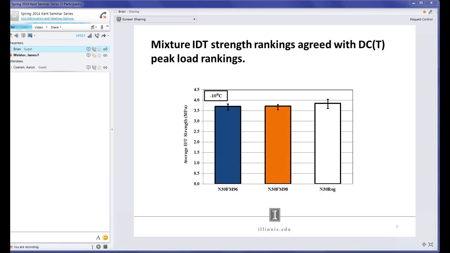ILLI-TC requires creep compliance and IDT strength. You can get strength from the DCT peak loads, but we found that with recycled materials, the correlation that we originally had for some of the mixtures in Illinois, if you correlate DCT peak load to IDT strength, doesn't remain the same when you start to add in the recycled materials. That changes a little bit, so you have to be careful about that.